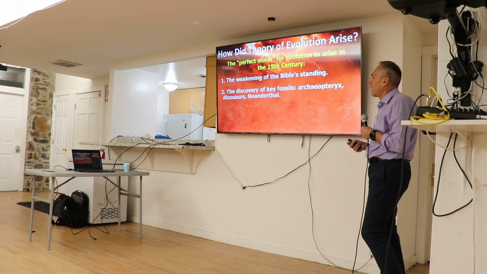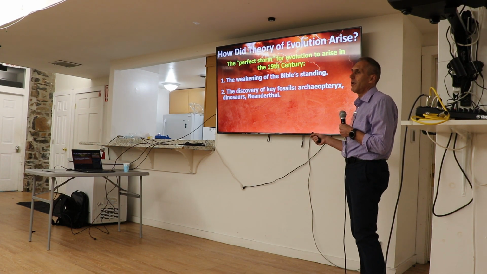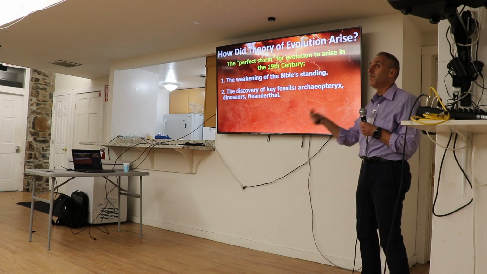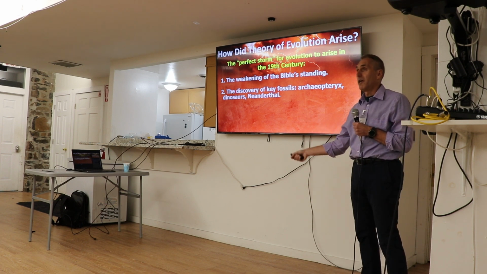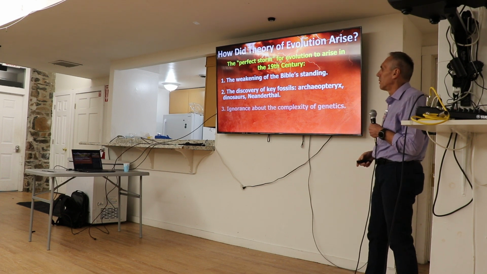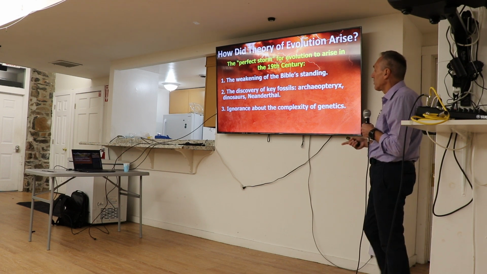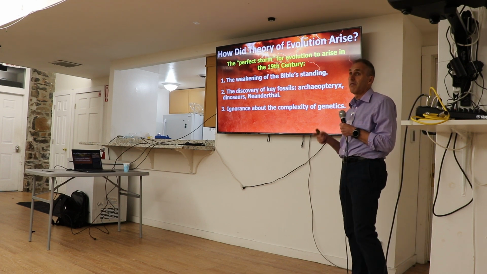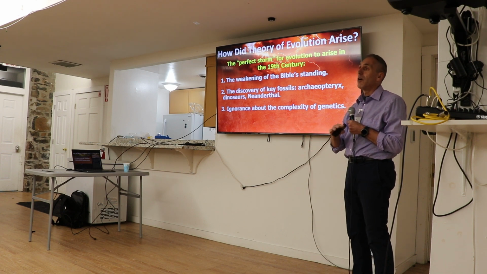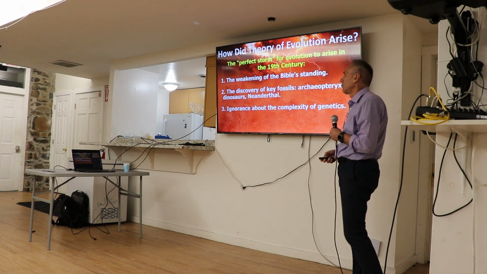And then there was the Neanderthal, and we're going to talk more about this on Thursday night. In the cave in Germany, there were hominid-type bones that were found that looked to be, quote, more primitive than modern man. And so this began leading people to question things. Also, there was the ignorance about the complexity of genetics. As I mentioned, people thought that cells were basically protoplasm. There was no concept, no idea of what genes are and how the cell works.